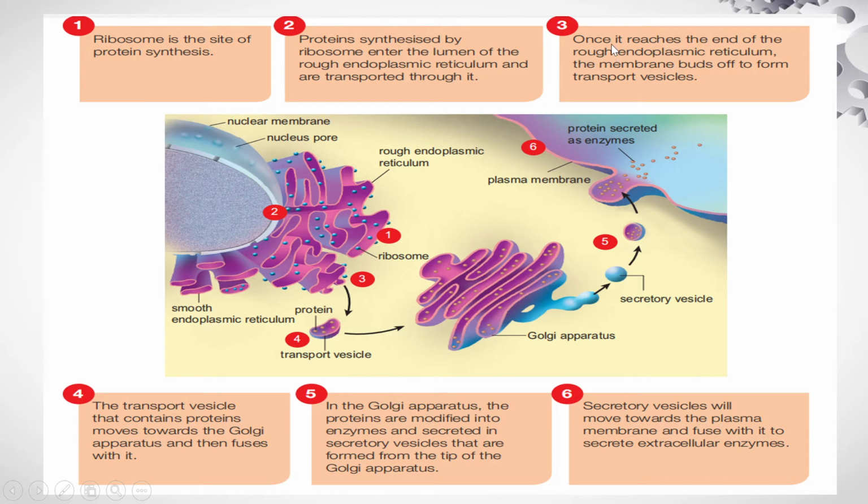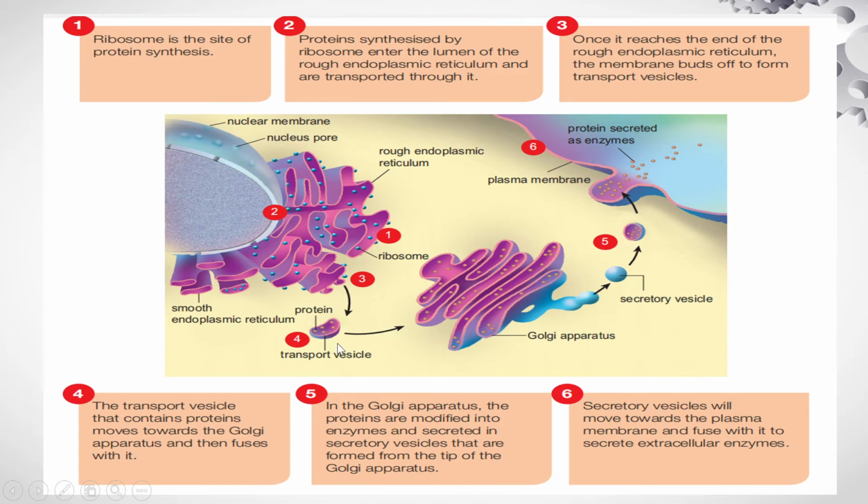So next what happened is that once it reached the end of the rough endoplasmic reticulum, so let's say this is already the end, it will form a bud to depart, buds off to form a transport vesicle over here, an independent transport vesicle, carrying the protein which has been synthesized at the ribosome. So next, it is moving on to the next destination.